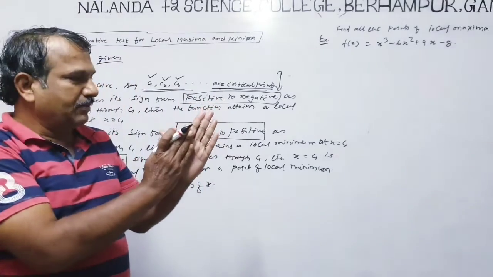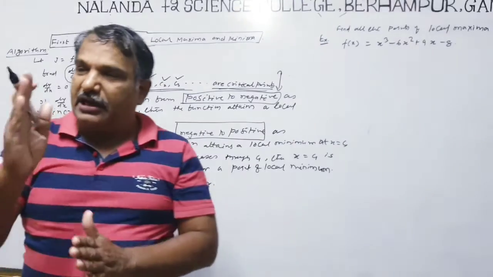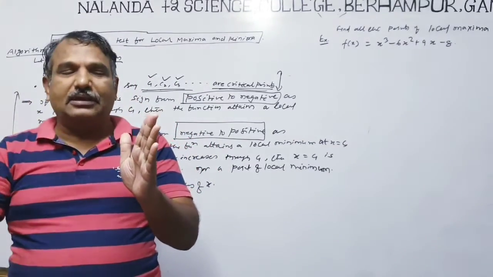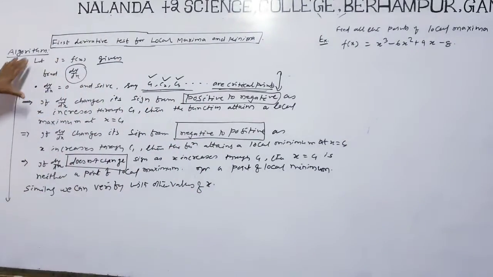So first, positive then negative: local maxima. Negative to positive: local minima. Positive to positive: neither maxima nor minima. Okay, this is the algorithm of the first derivative test.